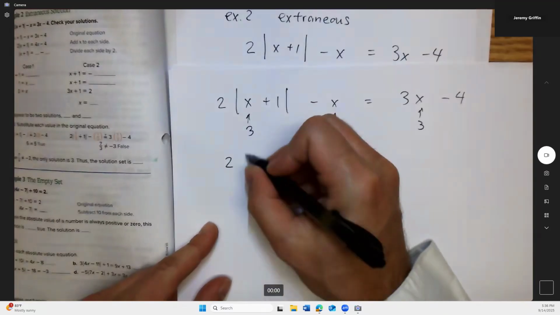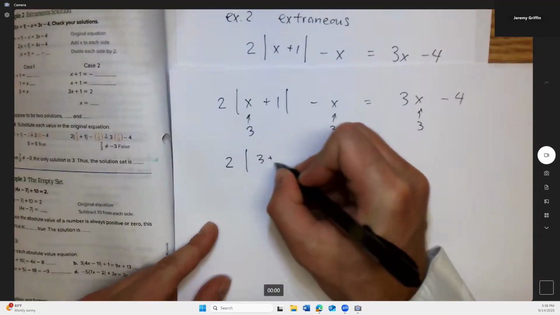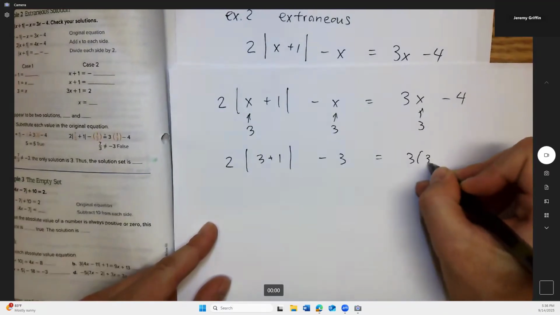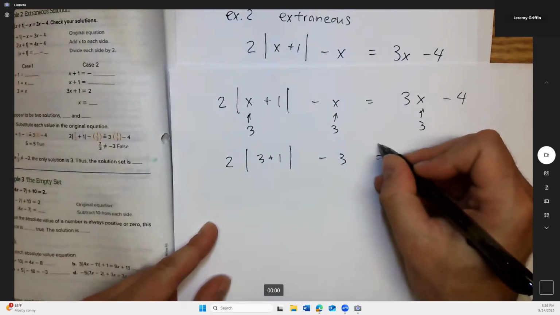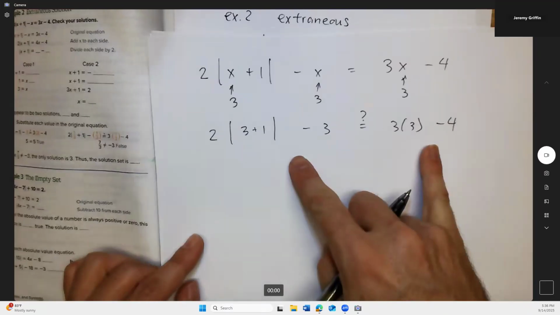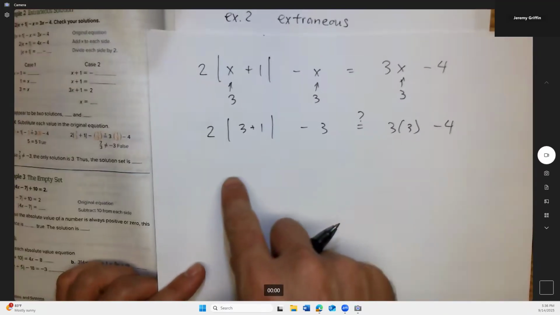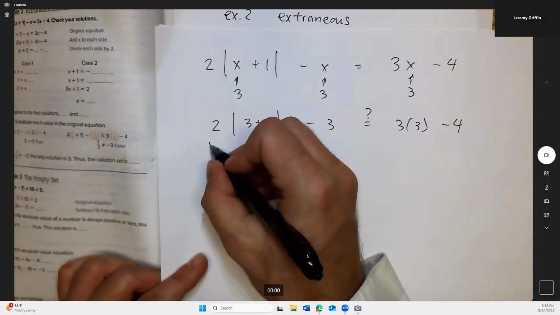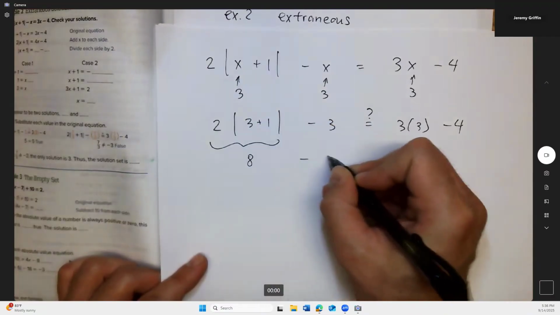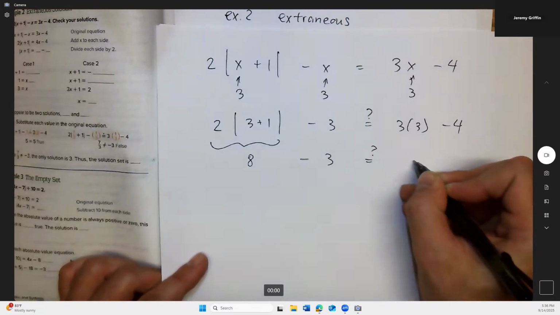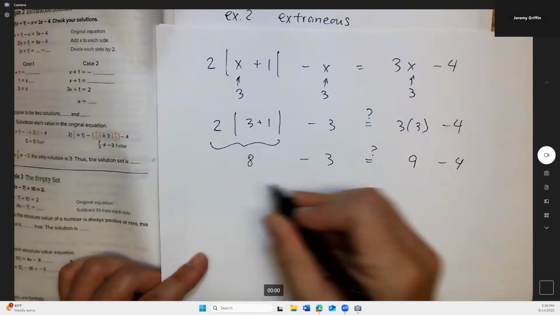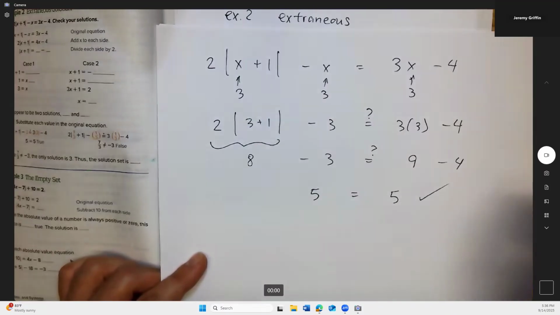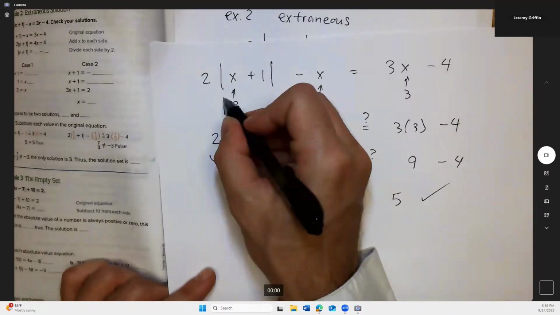So 2 times, and then 3 plus 1, which of course is 4, minus 3 equals 3 times 3 minus 4. And I'll put a little question mark because I'm not sure. We're testing. It's probably going to work, but maybe not. Okay, so 4 times 2 is 8. I think this whole thing is 8 minus 3. Is that equal to 9 minus 4? Well, 8 minus 3 I know is 5. And 9 minus 4 is also 5. Yeah, check. So that works. So that means that 3 is a solution.